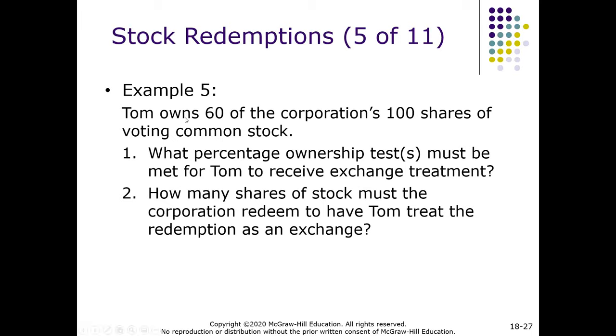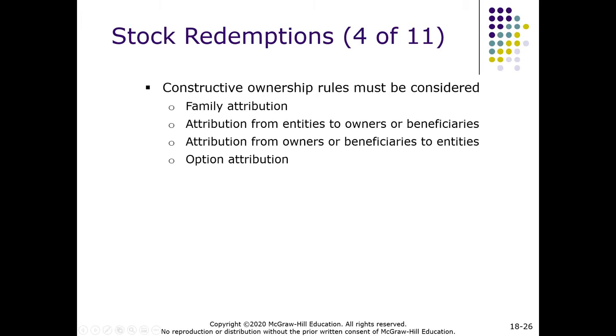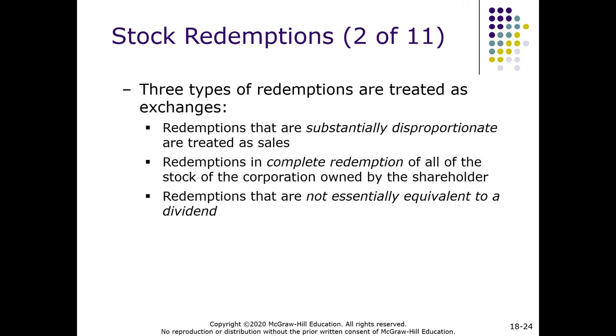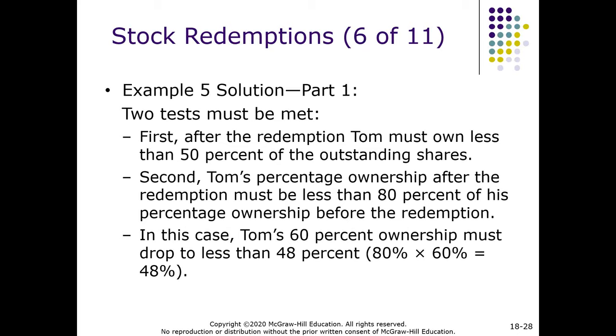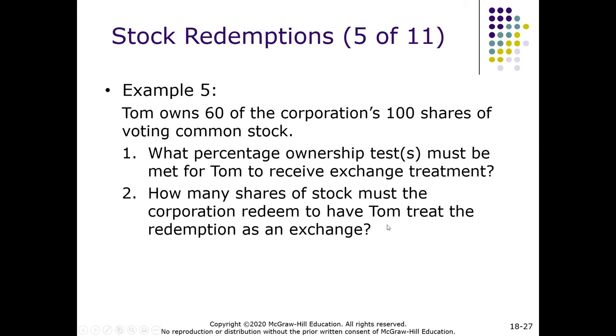Okay, so they have an example here. Tom owns 60 shares of the 100 shares of the common voting stock. What percentage test must be met for Tom to receive exchange treatment? I'll just go to the solution. First, Tom must own less than 50% of the outstanding shares afterwards, which in this case he would if he redeemed the whole thing.